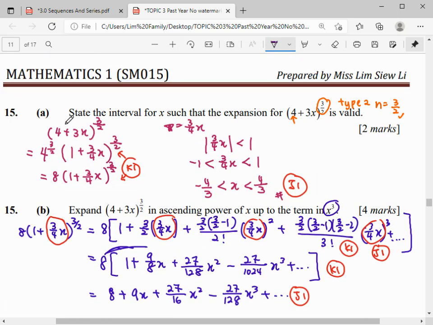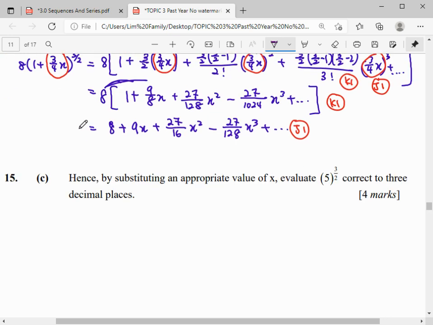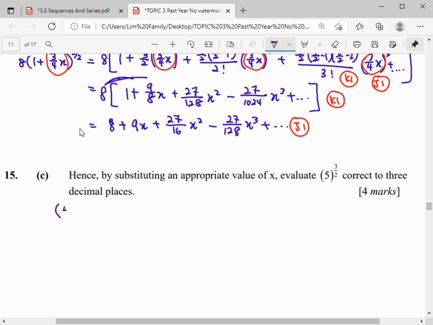It is from this 4 plus 3x. So I will compare my original question, 4 plus 3x to the power of 3 over 2, is it the same as 5 to the power of 3 over 2? So we will find out the x value, the x value which is valid.